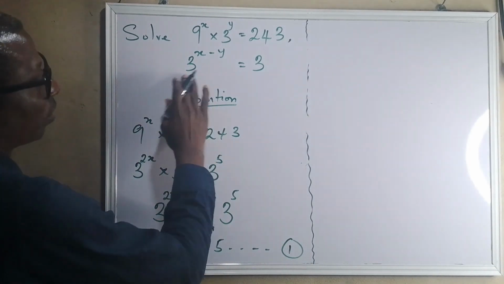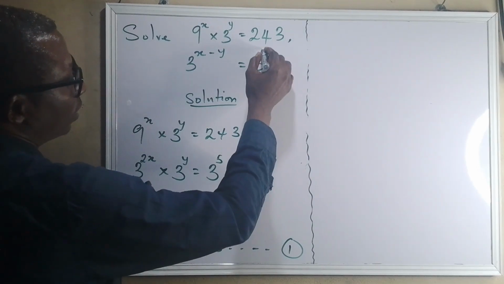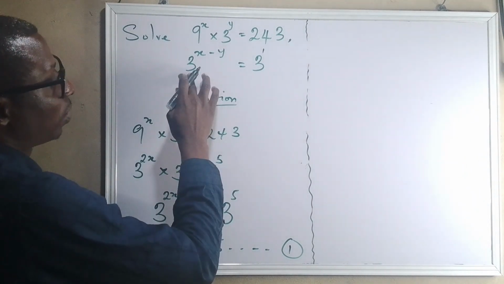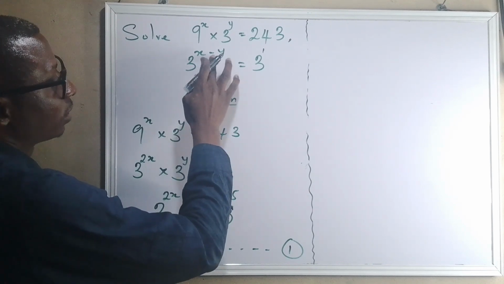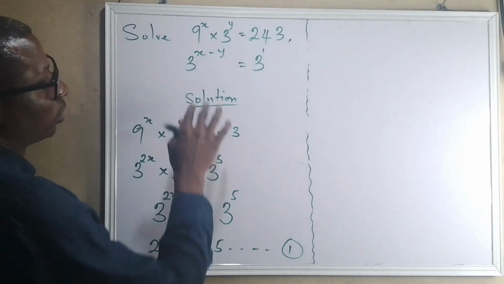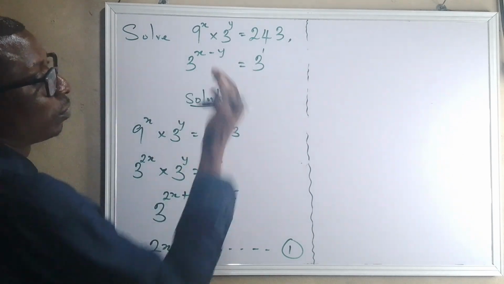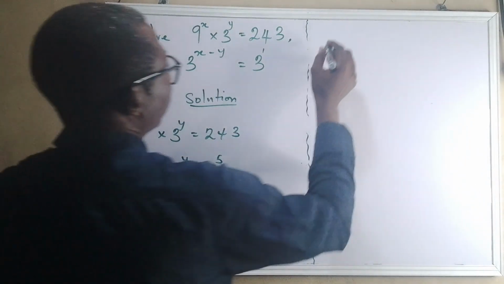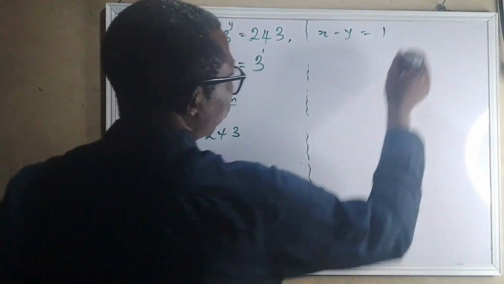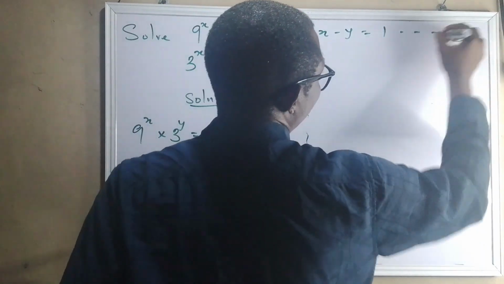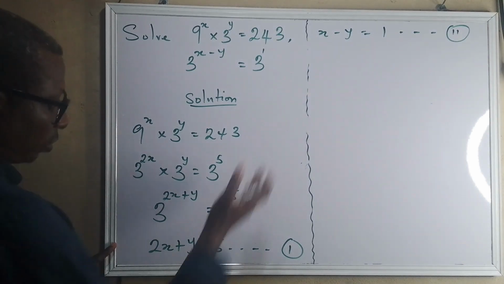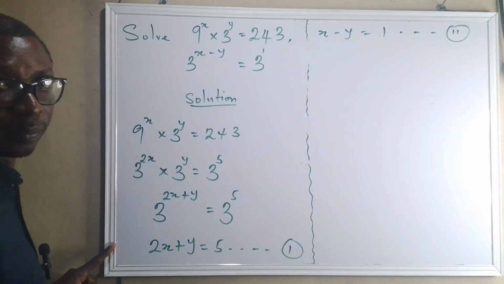Now let's look at the second one. When you look at this, the power of 3 is 1, and the power of 3 here is x minus y. Since the bases are equal, you can equate the powers. So we have x minus y equals 1. You call this equation 2. So we now have two equations. Now the next thing is to add the two equations together.